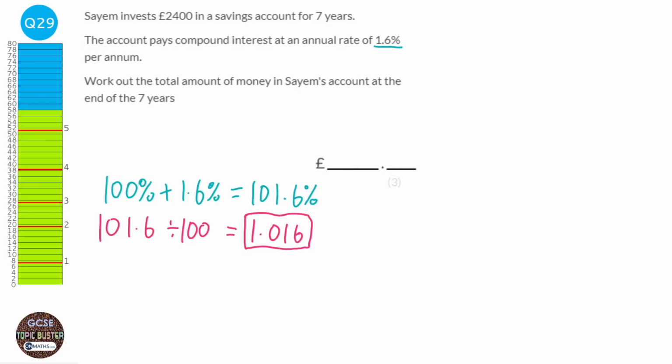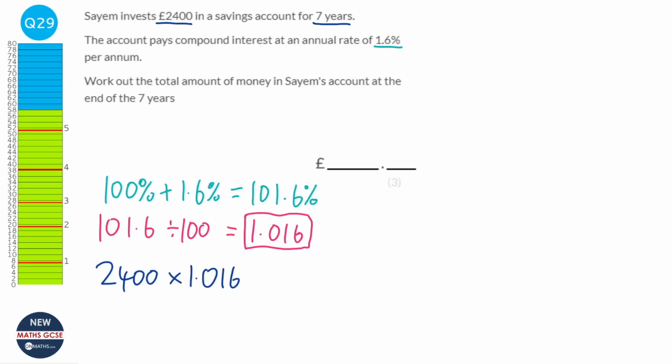Now, we're told that we start off with 2,400, that's our original amount, and to find out what it's going to be in the savings account at the end of the first year, we just times it by the multiplier, 1.016.